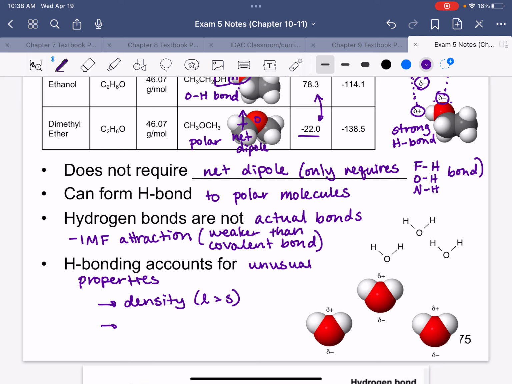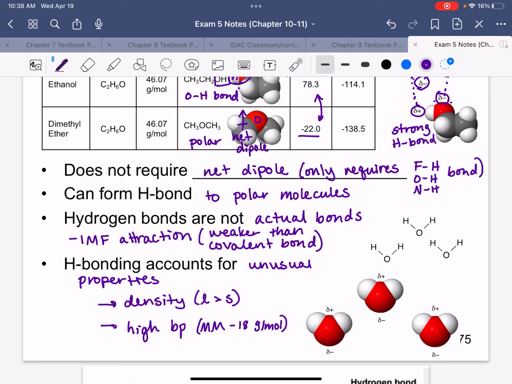The other thing is water has a very, very high boiling point. It has a much higher boiling point than we would expect for something with its molar mass. So the molar mass of water is around 18 grams per mole. That's pretty small. That's smaller than some gases even. But because of that polarity and hydrogen bonding, water actually has a very high boiling point.